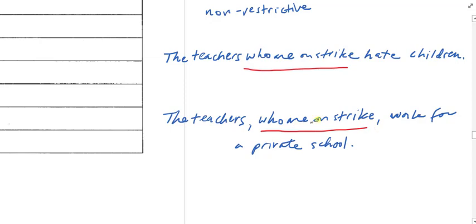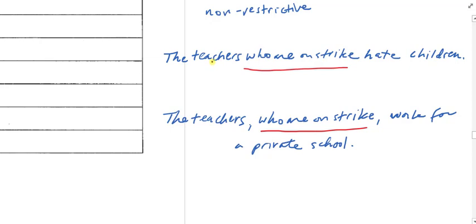Okay. Yeah, this is additional information. In other words, the teachers work for a private school. Do you suppose that it's only a subset of the teachers or all of them? Your assumption here, I think, should be that it's all of them. I'm talking about the teachers of a school. They all happen to be on strike, and the point I'm making is that they work for a private school, right?